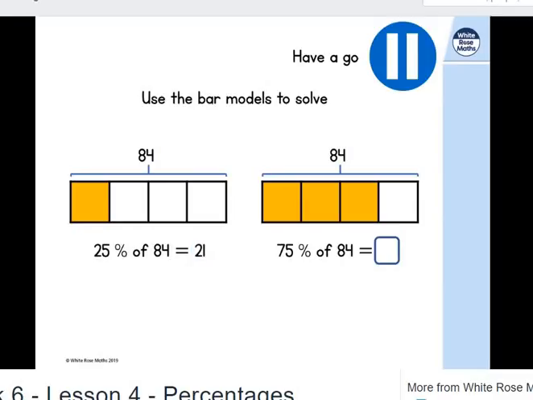So, if we know that 25% is the same as a quarter, I could divide 84 by 4, which would have been 21. I notice on the right as well, it's the same whole, so actually, all the parts will also be 21. But this time I want to find 3 quarters. I could have subtracted 21 from 84, or done 21 times by 3. Either way would have got me 63.